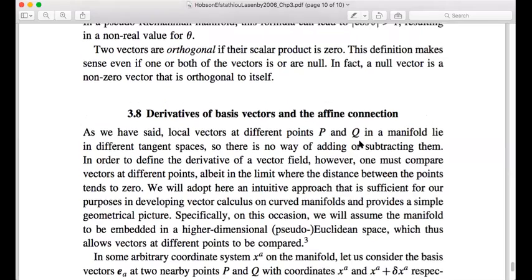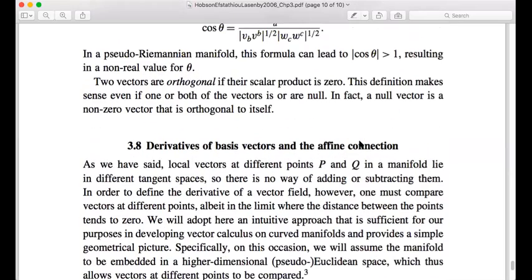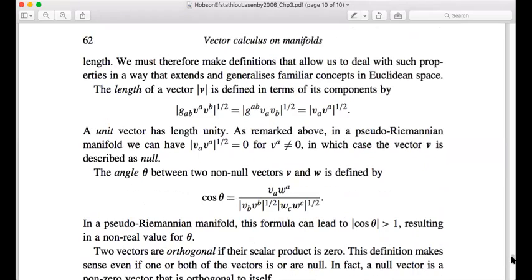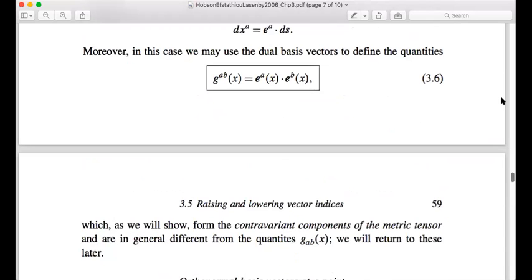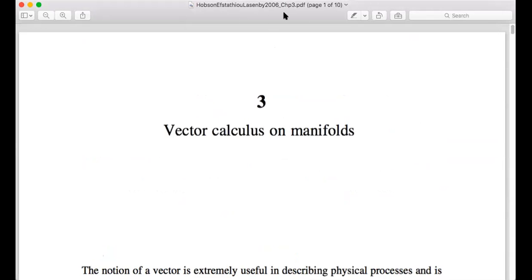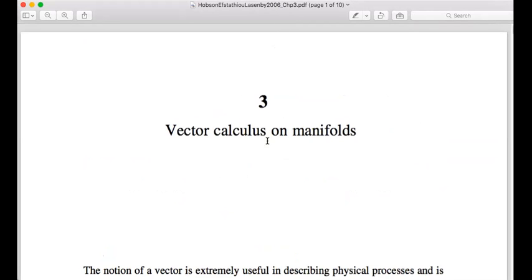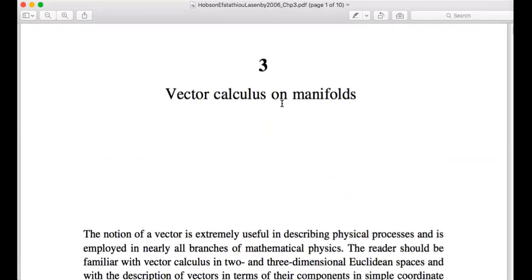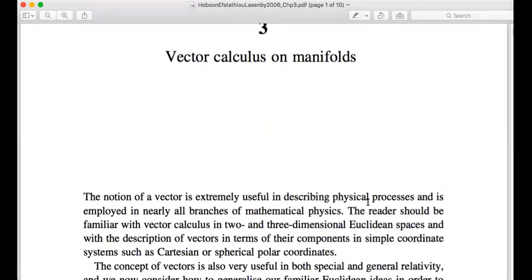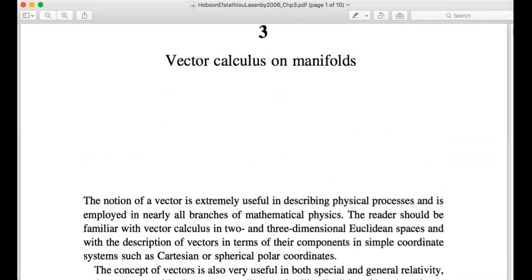So now I'm sharing the screen and we're in this chapter of Hobson's book, chapter 3, vector calculus on manifolds.